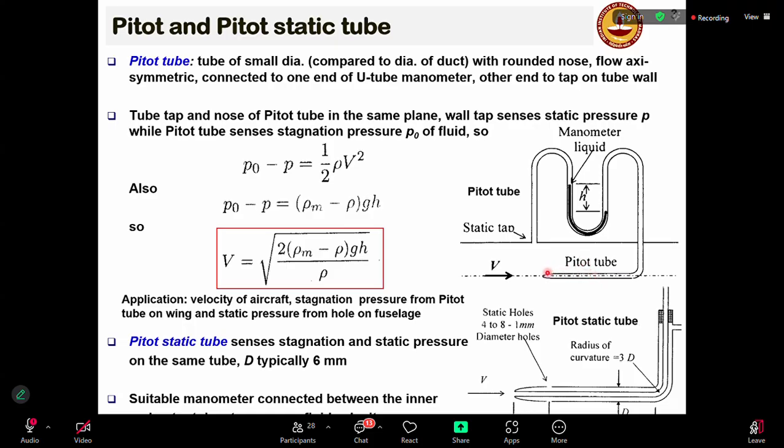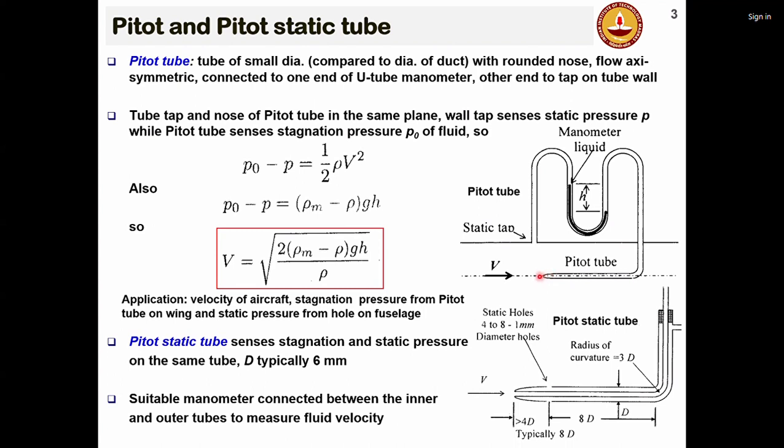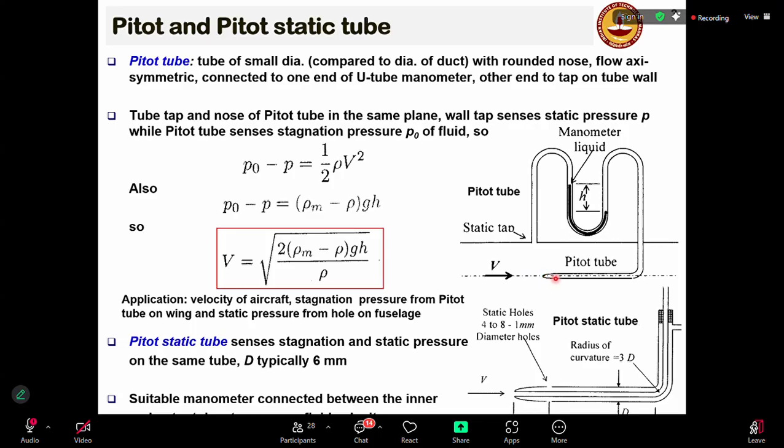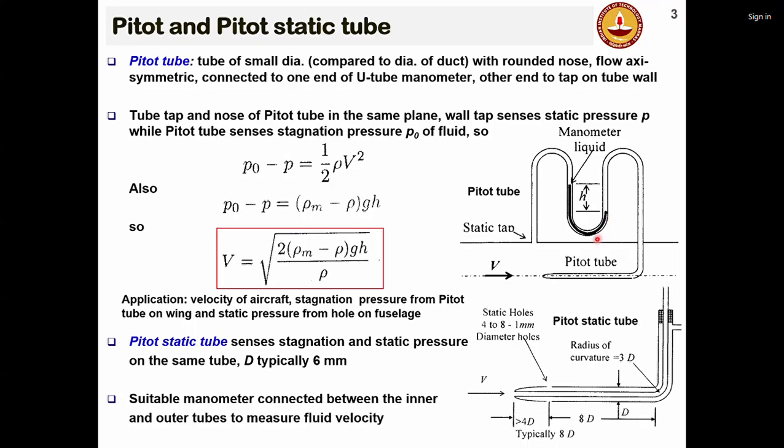So this is a tube with a rounded nose, okay? And this rounded nose is to ensure that there is no flow separation or formation of vortices. Flow just goes past this pitot tube smoothly. It just gives a streamlined shape to the tube. And this pitot tube is actually connected to one end of this manometer. And at the other end of the manometer, you have a static pressure tap.